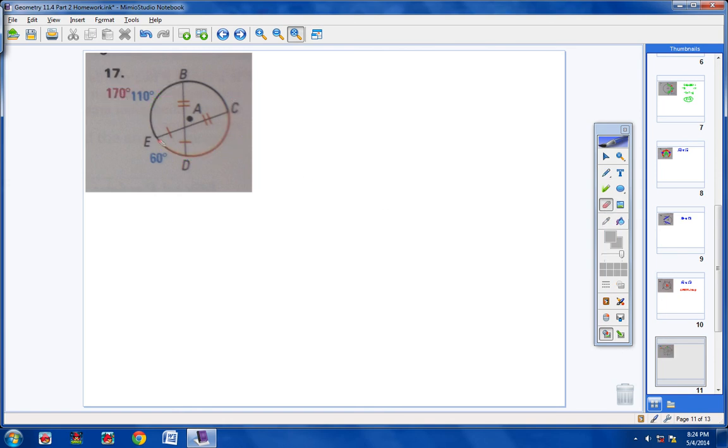Now look at what they want you to solve. They want you to find the entire red arc from here all the way to here. Well, that's 60 plus 110. That would be 170. That's a pretty tough problem. That was a good thinking problem.